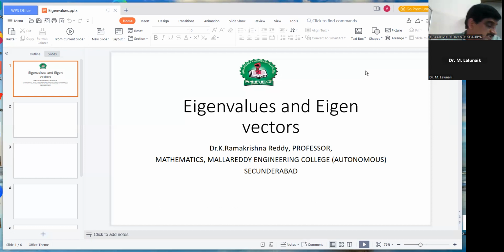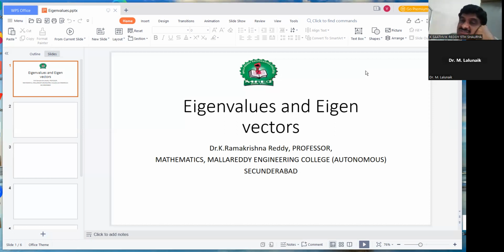The next property is: if A is a non-singular matrix and lambda is an eigenvalue of A, then we have to show that 1 by lambda is an eigenvalue of A inverse. That means A is a non-singular matrix and lambda is an eigenvalue of A. Then 1 by lambda, that means lambda inverse, is an eigenvalue of A inverse.